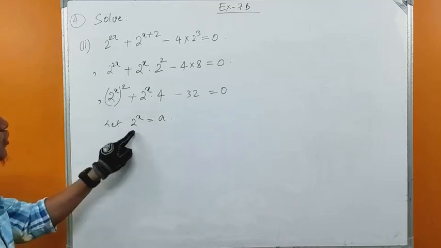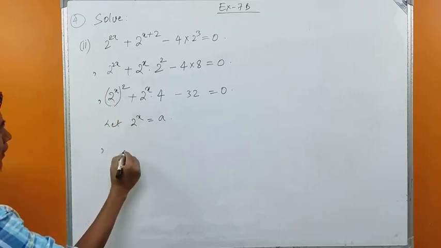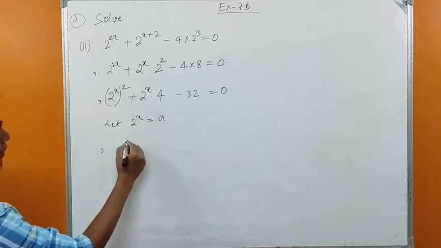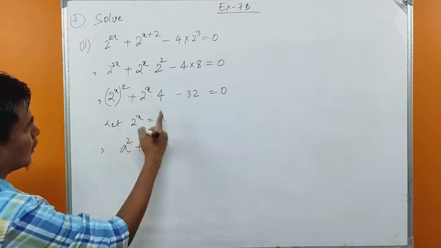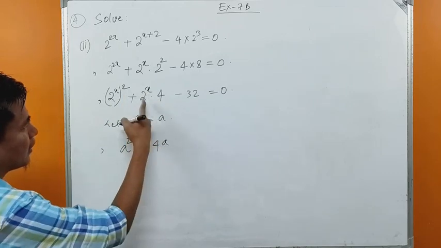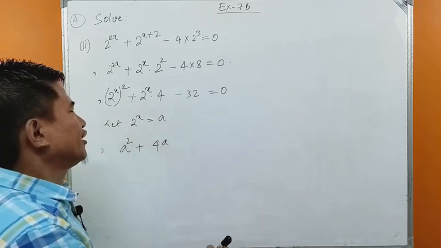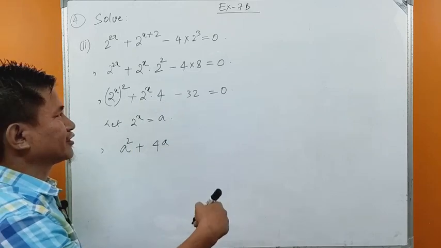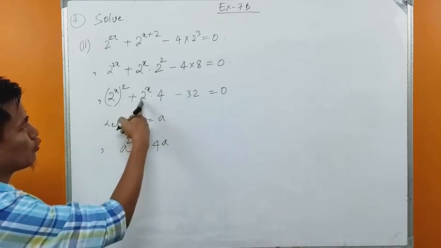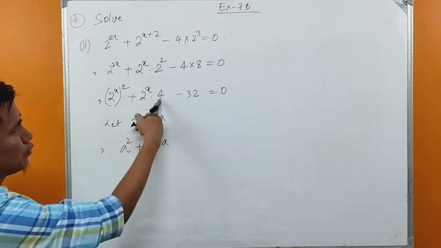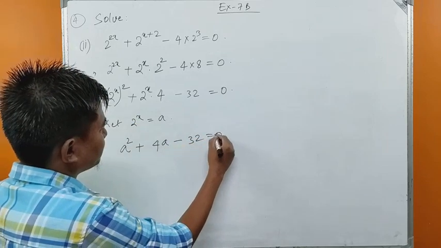2 to the power x we suppose as a, and we have squared here, so a squared plus this 2 to the power x means a and we have 4 here, so 4a. A into 4 or 4 into a, same thing, isn't it? 2 into 3 is 6 and 3 into 2 is also 6. So 2 to the power x is a, so into 4, that is 4a minus 32 equals to 0.